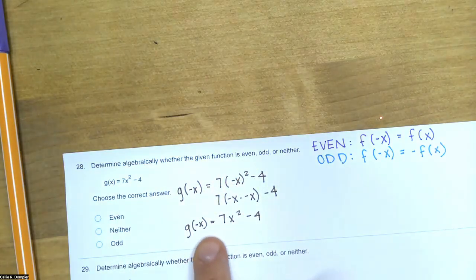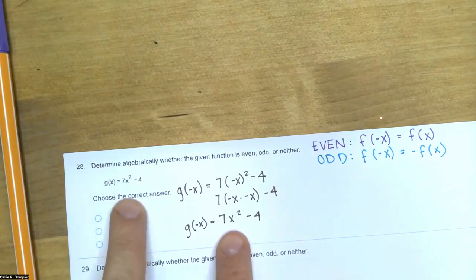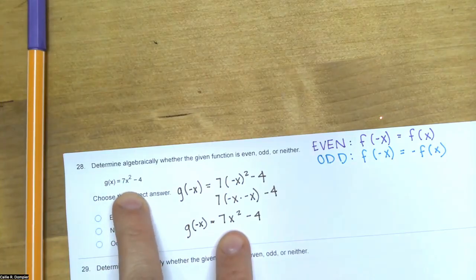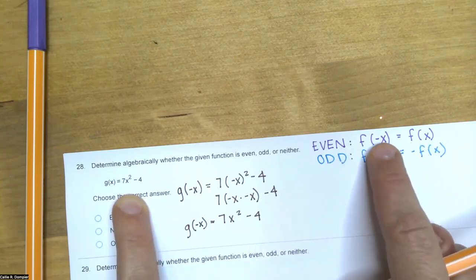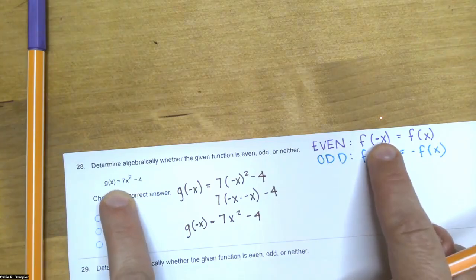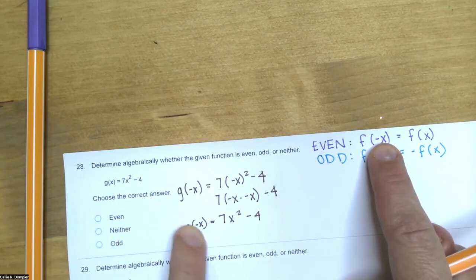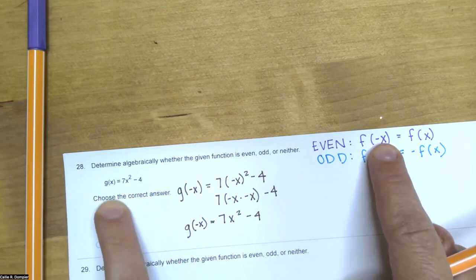So g of negative x gives us the same equation as g of x. So we're going to say that that is an even function. If f of negative x is equal to f of x, it's even. If g of negative x is equal to g of x, it's even.